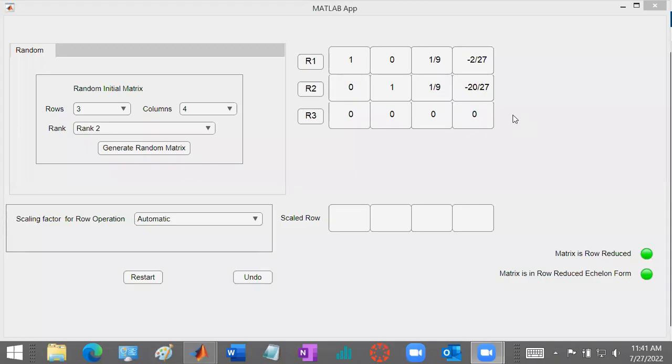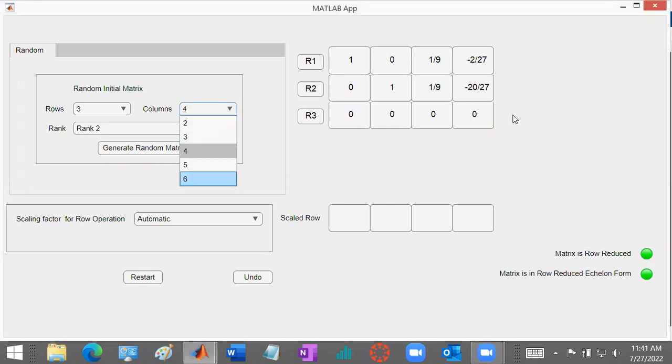So in this video, I wanted to illustrate another example of using row reduction using this app that I made. So rank again is the number of pivots you're going to end up having when you finish using row reduction. We already did this example, so let's go on to a different one. Let's go on to one that has more columns.